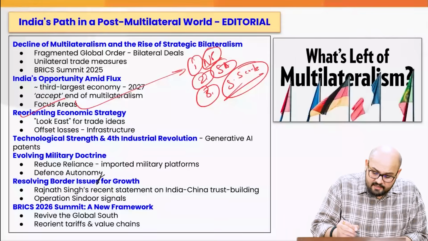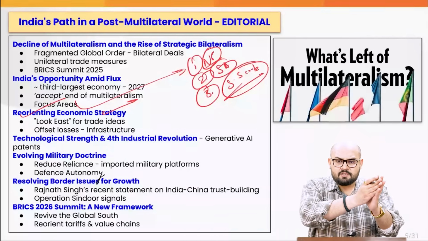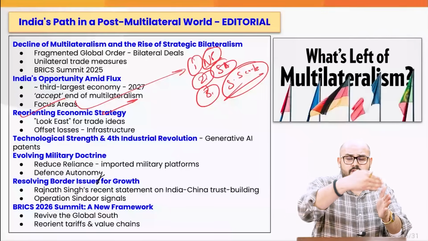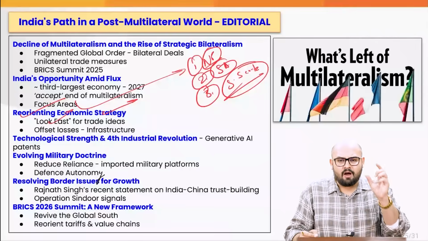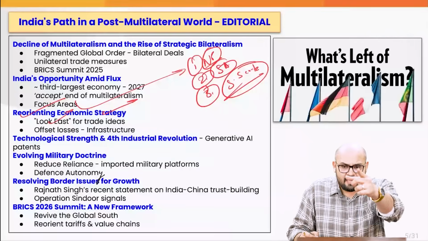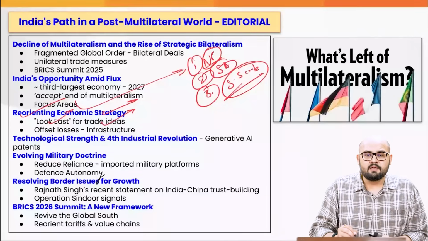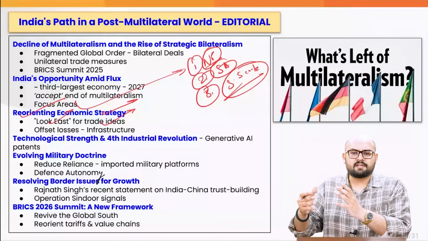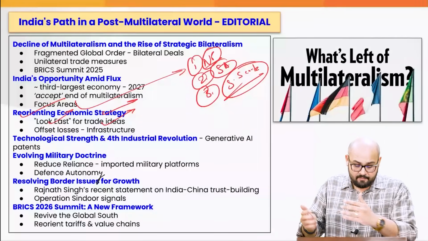Next, we have reorienting the economic strategies. The same thing: we should divert our attention with respect to the economy from what we have with the European Union or the Western countries, and shift towards the ASEAN countries and have a policy. Try to realize this aspect of Look East. Tell me the name of the Prime Minister who started the Look East policy. For trade ideas, shift towards the ASEAN countries, who are working on technological development and have low-cost production. So learn from them.